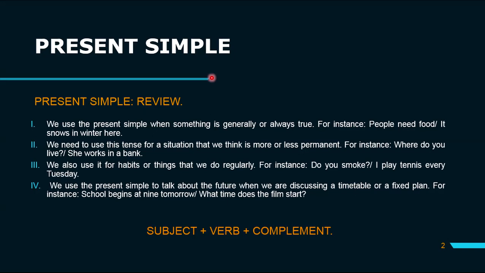What is and when do we use present simple? So, first of all, we use the present simple when something is generally or always true. For instance, people need food and it snows in winter here.